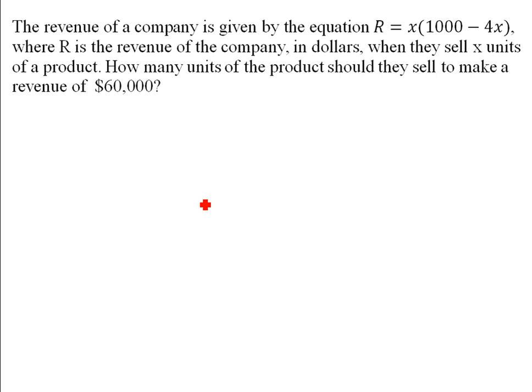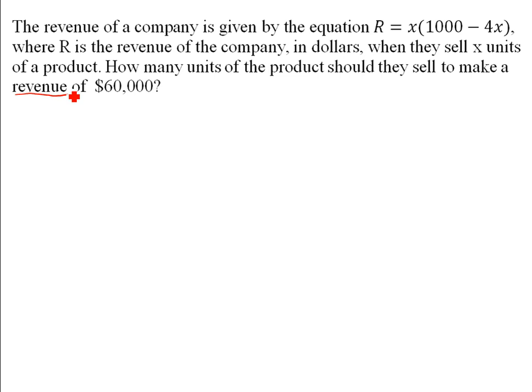Let us take a look at this problem. The revenue of a company is given by the equation R equals X times (1000 minus 4X), where R is the revenue of the company in dollars when they sell X units of the product. How many units of the product should they sell to make a revenue of 60,000?